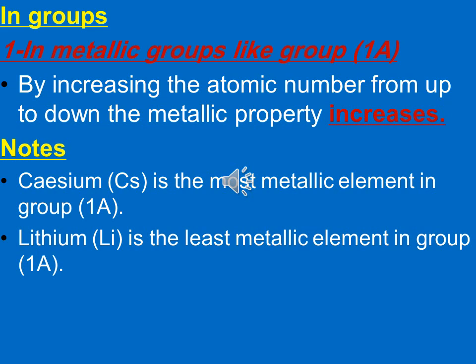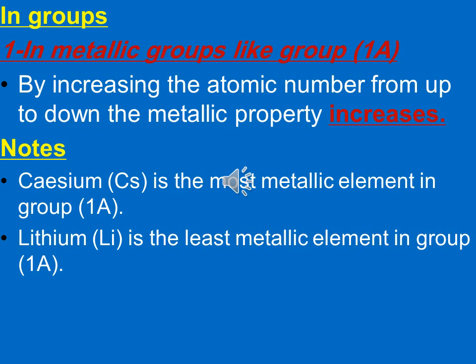Now we will talk about the metallic and non-metallic property in groups. We have metallic groups and other groups that are non-metallic groups. An example of a metallic group is group 1A. In group 1A, as we go from up to down, the atomic number is increasing and also the metallic property is increasing. Why? Because we said before that the number of energy levels is increasing as we go from up to down. And by increasing the number of energy levels, the attraction force between the outermost electrons and the nucleus is decreasing.